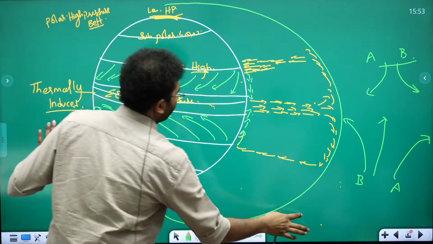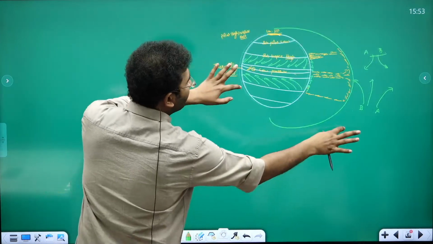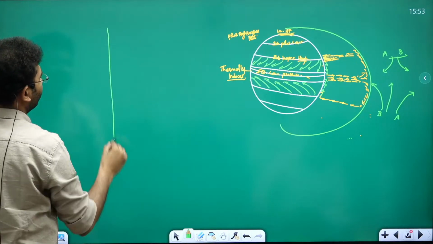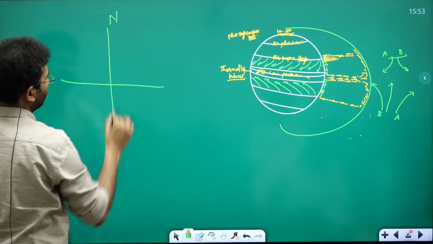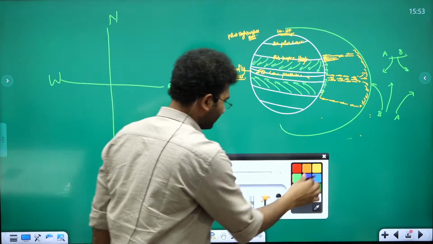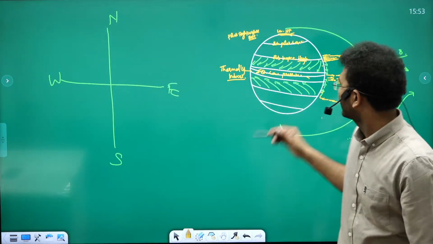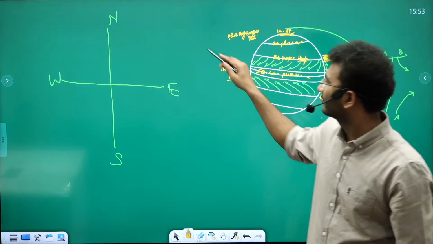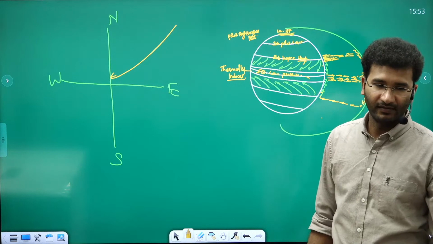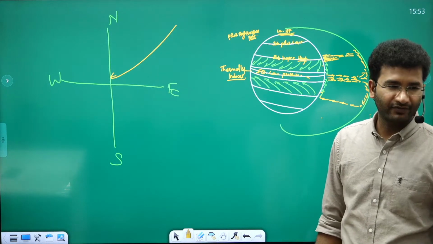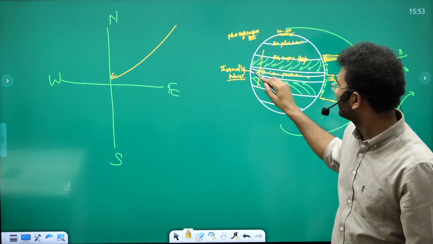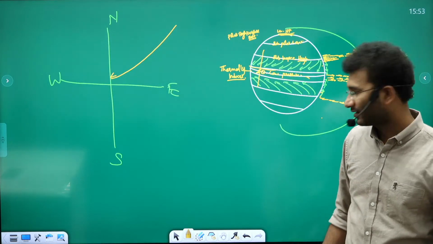Now you see the direction of the movement of the wind here. Suppose, let's take this wind. This is north, this is south, this is east, and this is west. What is the direction of the movement of the wind? It is like this. Right? The wind seems to be coming from northeast in simple terms.